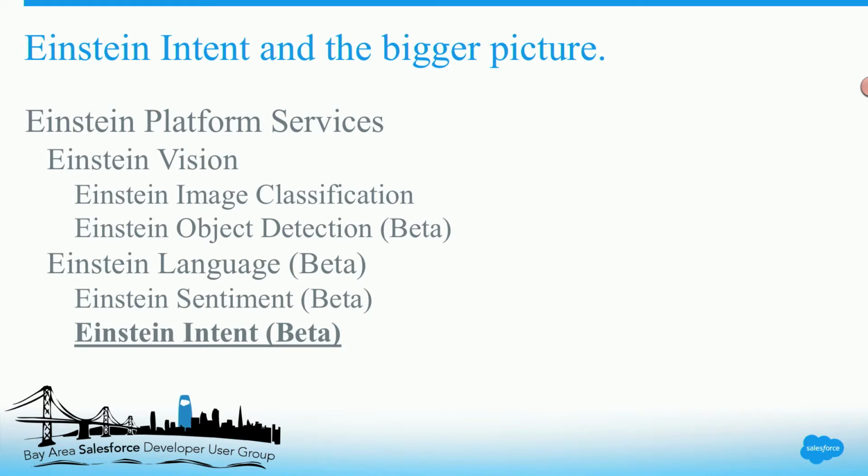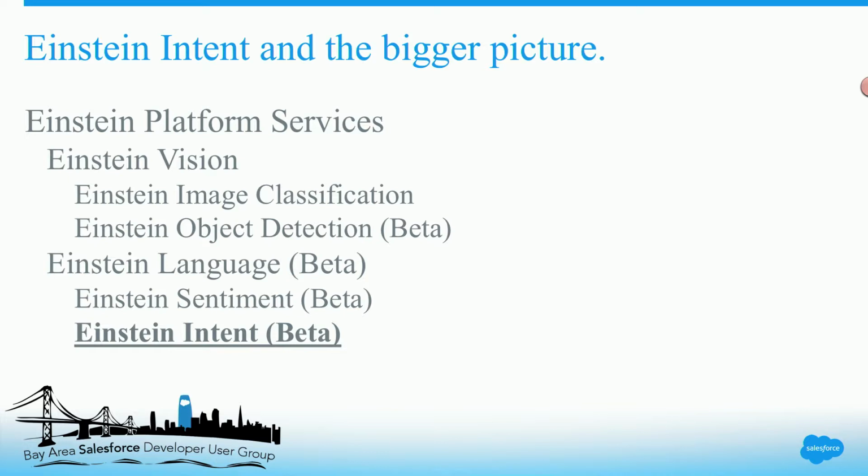So just to take one step back, they've introduced some new features and changed the umbrella a little bit. So this is the current structure of how this is branded. Right now we have Einstein Platform Services. It's divided into vision and language. Vision has image classification and object detection, and language has sentiment and intent.